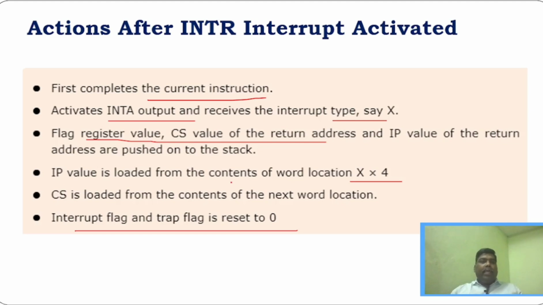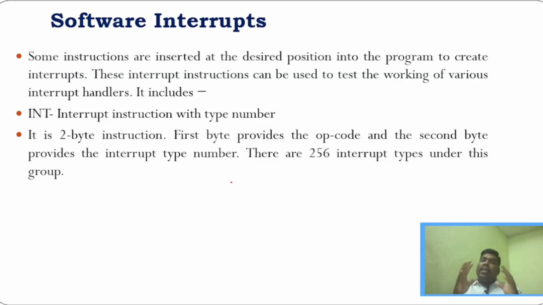Clear, right? And we have already seen software interrupts. I'll explain again. Software interrupts are the desired interrupts, that is, a programmer can create an interrupt based upon the address location. Say for example, based upon the interrupt number, we are able to find out the address location.